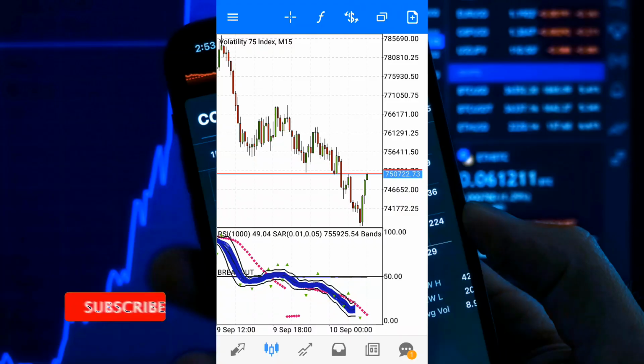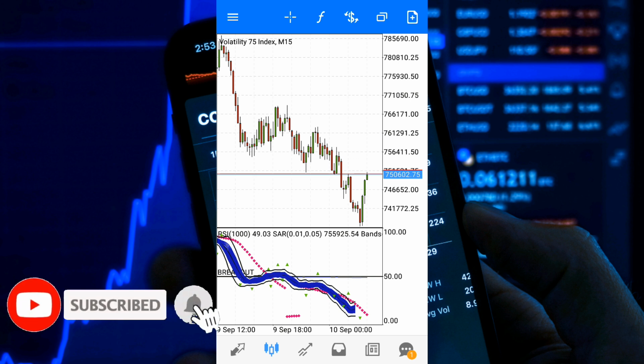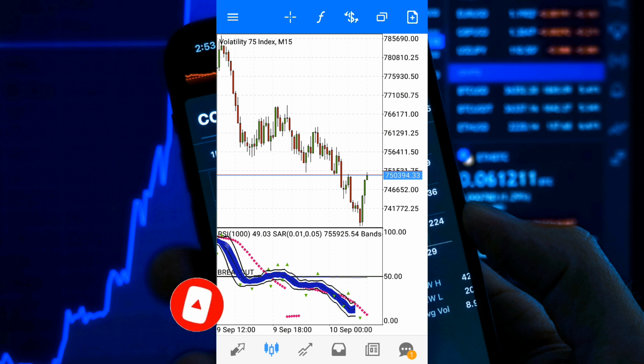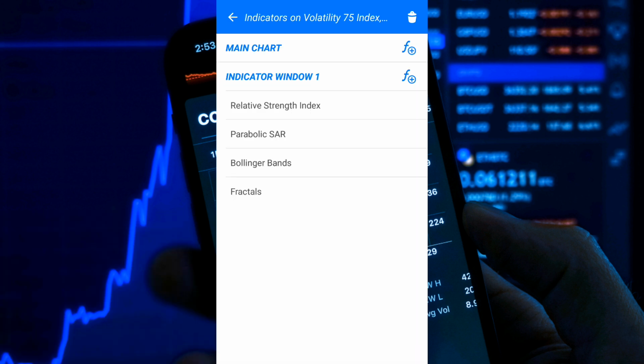Without wasting any more time, let's go to the settings so that you too can have this beautiful money downloading screen just like me. As usual, we click the F button so that we go to the settings. Now this strategy, make sure that all of your indicators are not on the main chart, rather they should be on indicator window number 1, and the strategy contains just only 4 indicators: the relative strength index, parabolic SAR, Bollinger Bands, and the fractals.